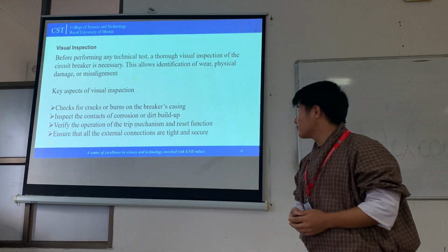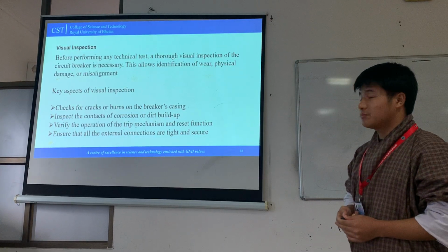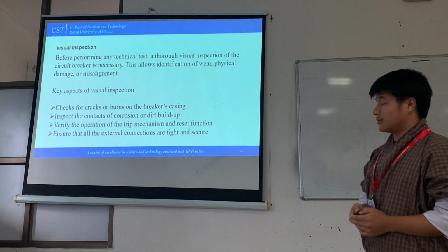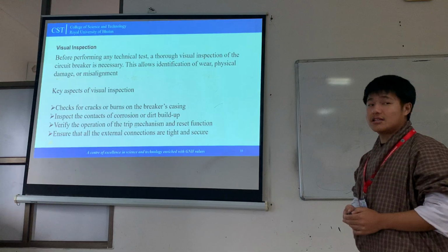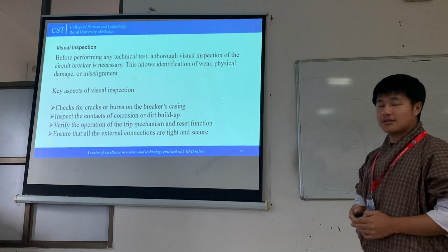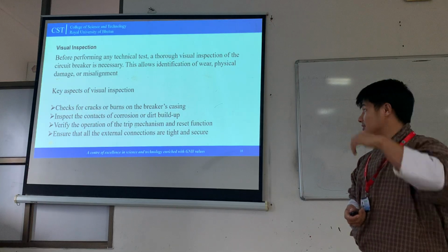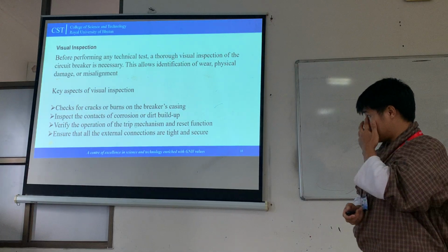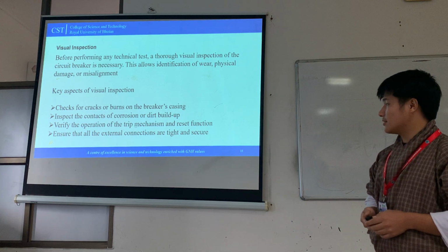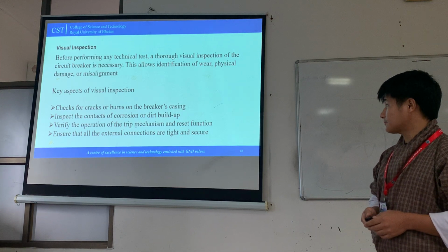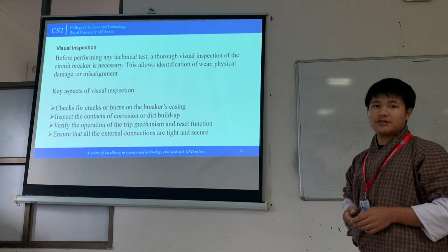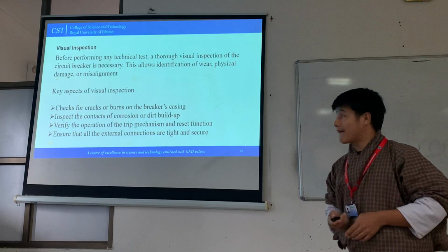I'll be continuing from visual inspection. So before doing the test, we have to do a visual inspection. This includes checking the equipment. The key aspects of the visual inspection are seeing the cracks, checking if there is corrosion or dust, and we also have to see the external connections, whether they are tight and secured.